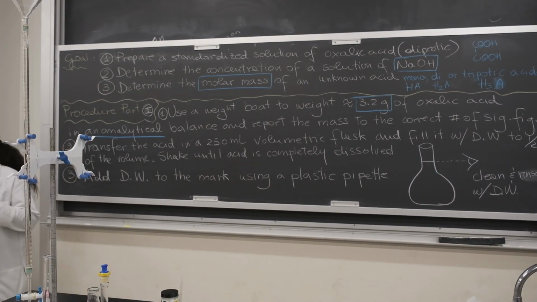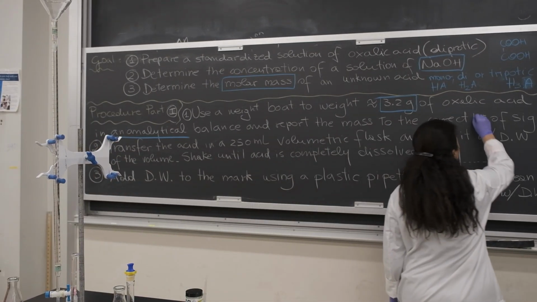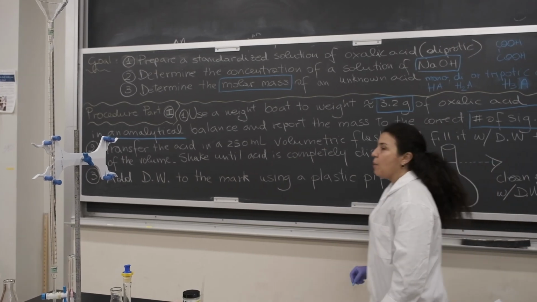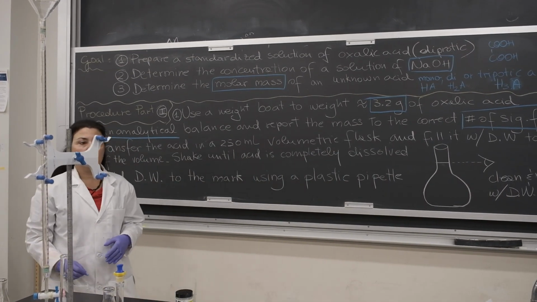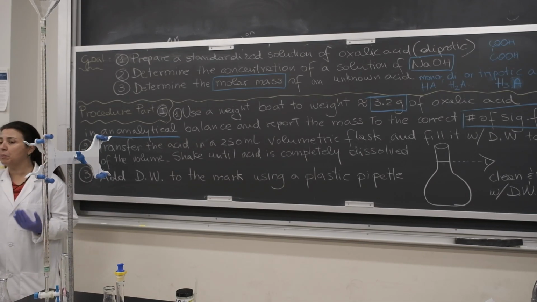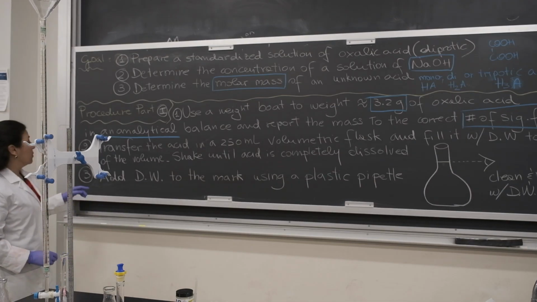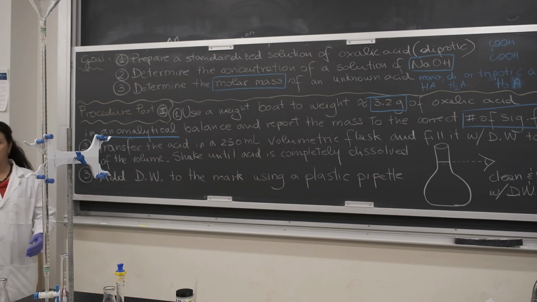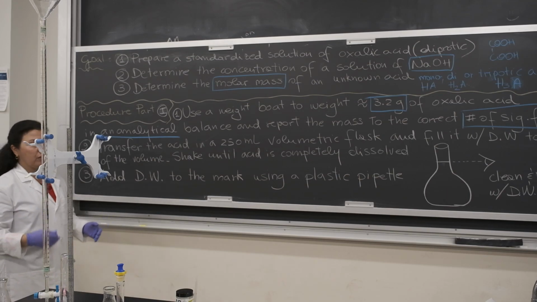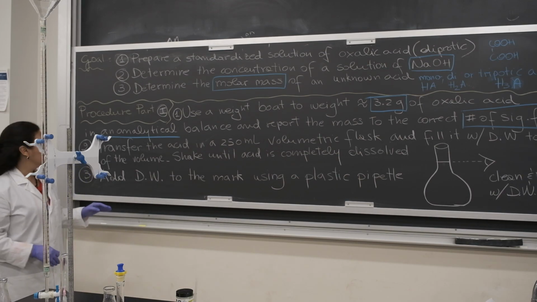So record all the significant figures. So report the mass to the correct number of sig figs. How many decimals do we have? How many significant figures do we have after the decimal point in analytical balances? Four, correct. Okay, five, including the one before the decimal point. So the total number of sig figs is going to be five, four after the decimal, okay?